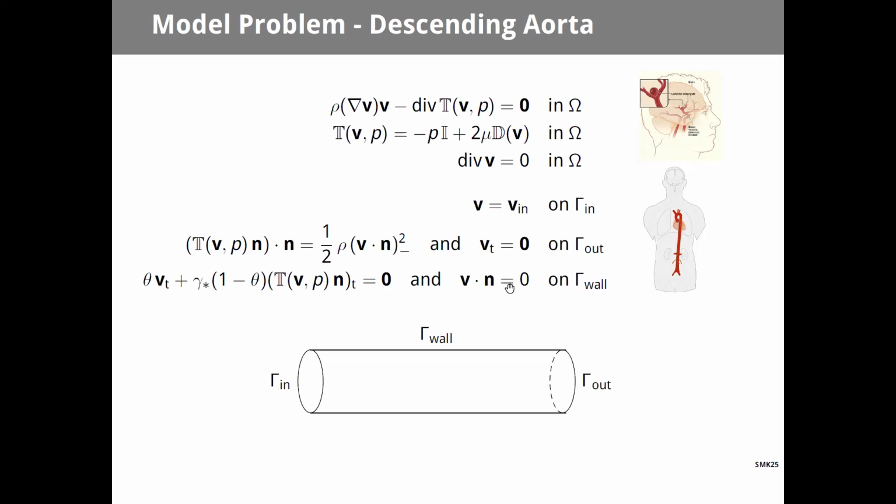So the combination here is that you still have an impermeable wall, so the normal component of the velocity is 0, but the tangential component can range between no slip and slip. So here you have the parameter theta, which somehow describes the character of the boundary condition. If theta is equal to 1, you have no slip in the tangential direction. If theta is less than 1, you have some kind of Navier slip boundary condition. All the way to theta equal to 0, then you have full slip on the boundary. And so why consider this?